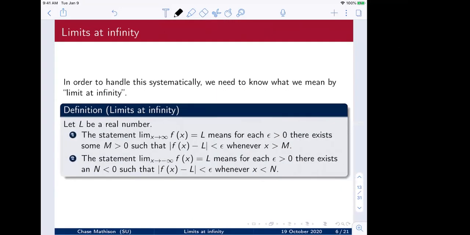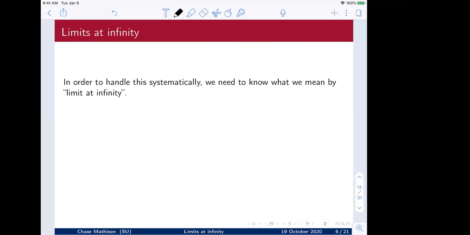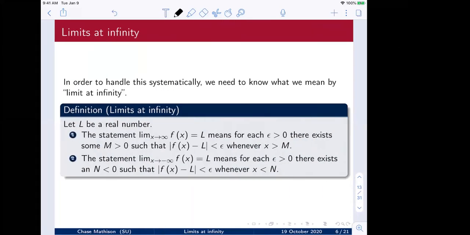Pretty self-explanatory, I think. So in order to handle this systematically, so that we don't have to keep making these tables as x gets very big, we're going to have to define what we mean by limit at infinity. Okay, so by limit at infinity, I mean the following. Let L be any old real number.